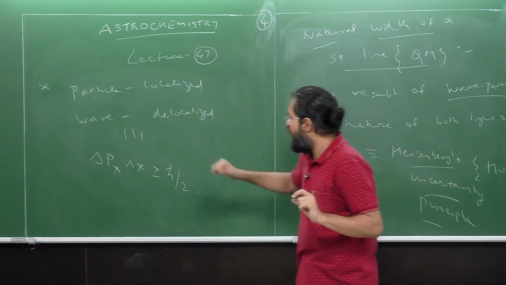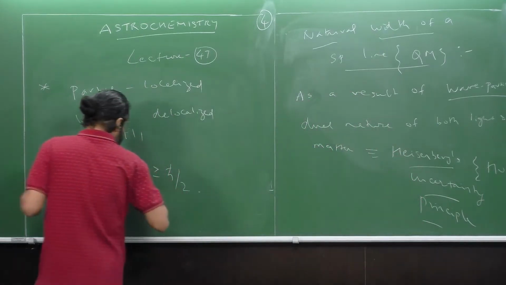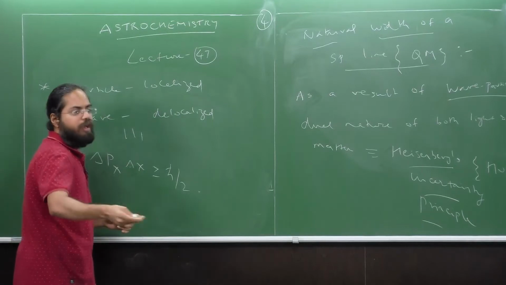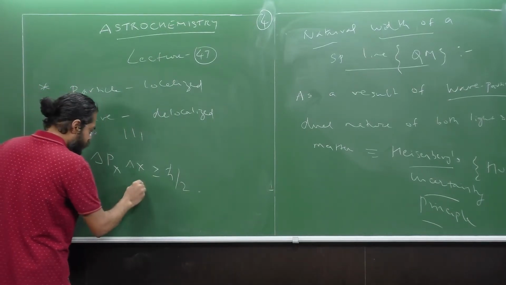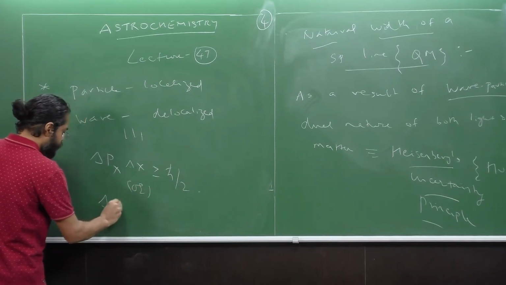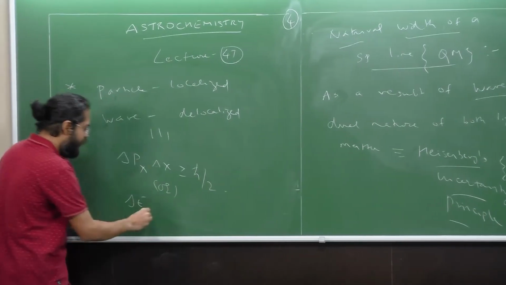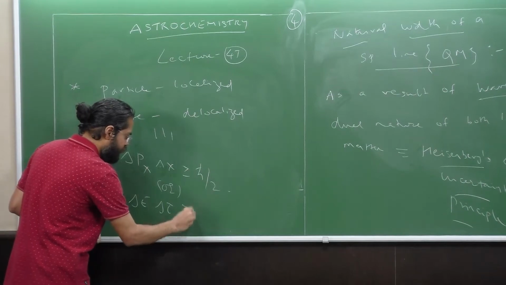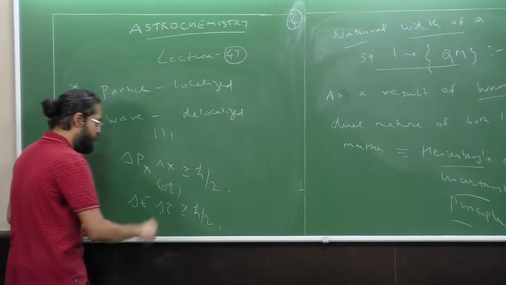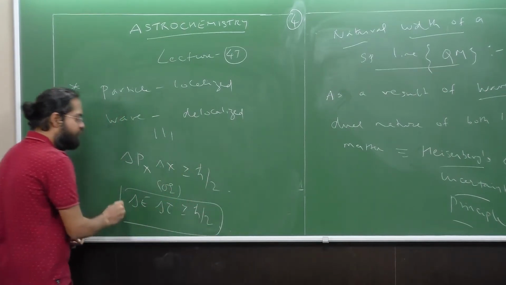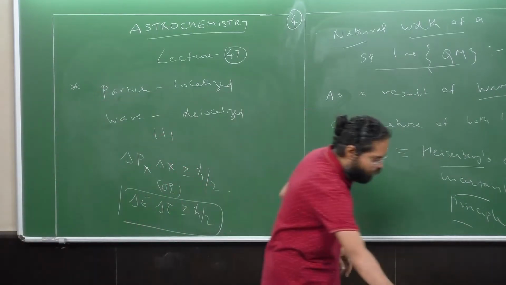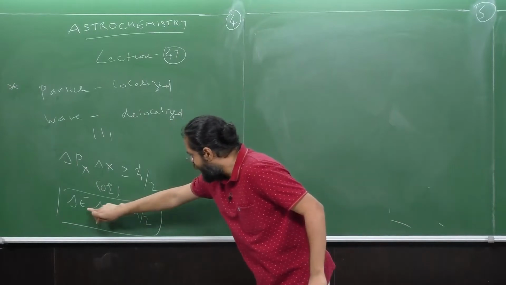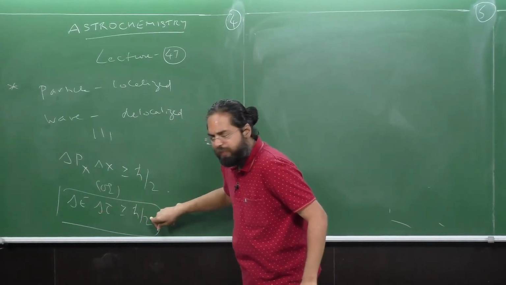Now this is the expression in terms of momentum and position. There is an equivalent version, which is delta E and delta tau, which is greater than or equal to h bar by 2. Now this is the expression we shall be using for spectroscopy. I'll explain each of the terms here. So delta E and delta tau is greater than or equal to h bar by 2.